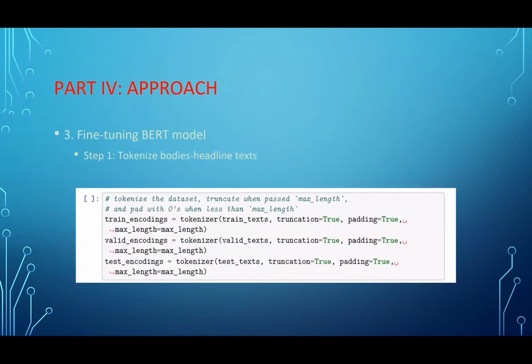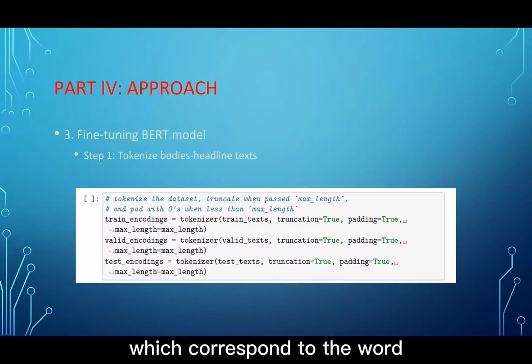For the first step, we need to convert the text into BERT encoding. Here, the role of the tokenizer is to convert the text into a series of token IDs, which correspond to the words in the pre-trained model.